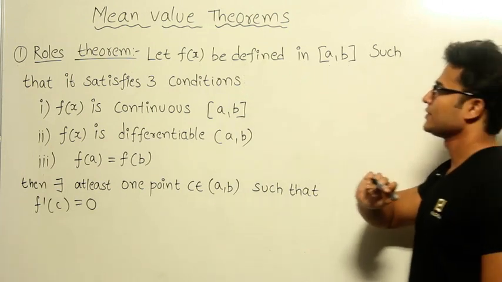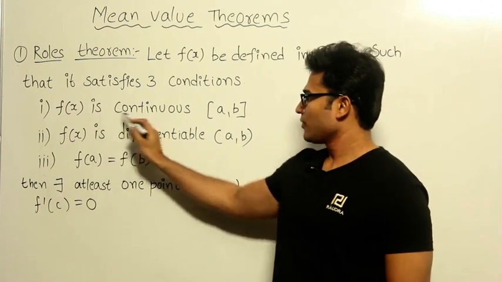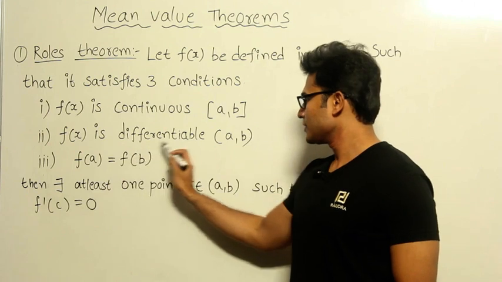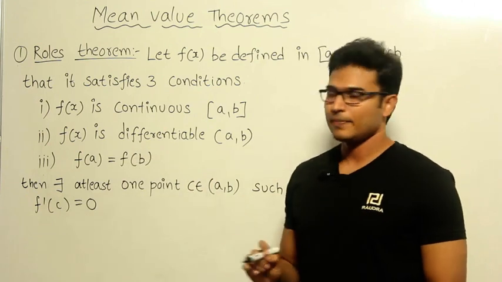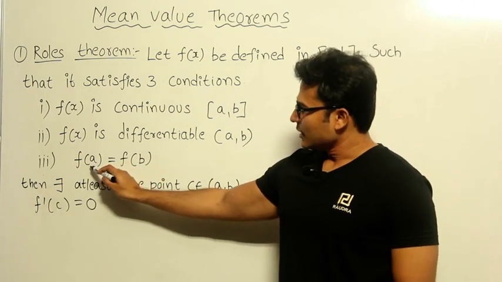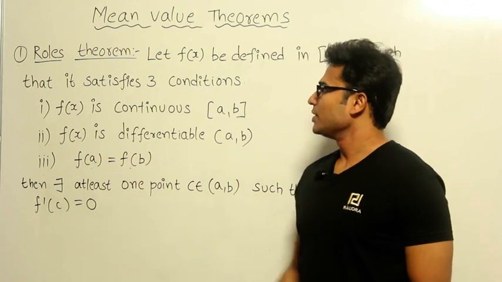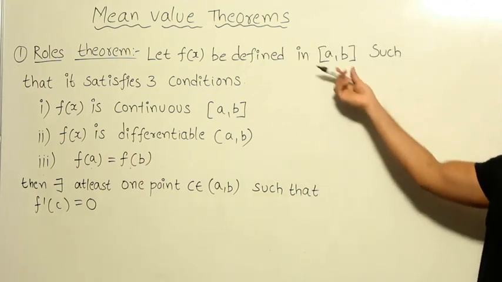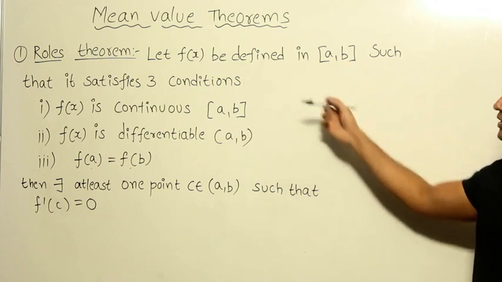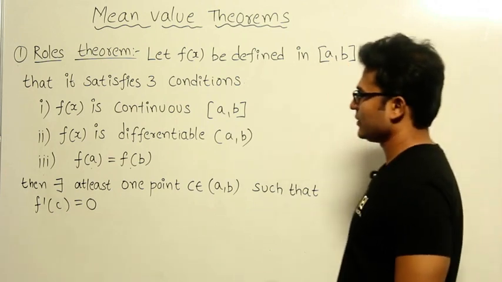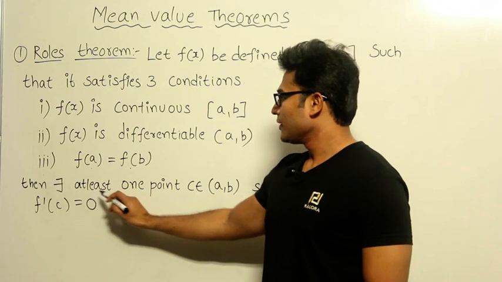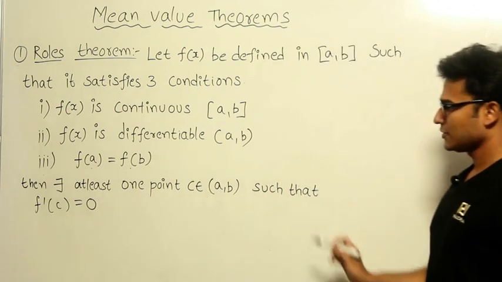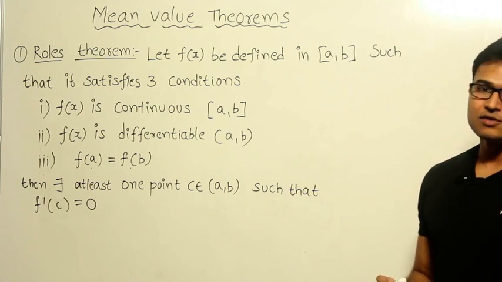satisfies three conditions. First condition is f of x is continuous in a comma b, and the second condition is f of x is differentiable in a comma b, and the third condition is f of a equal to f of b. If you have any such points in which all these three conditions hold, then this theorem says that there exists at least one point c between a and b in such a way that f dash of c is equal to 0.